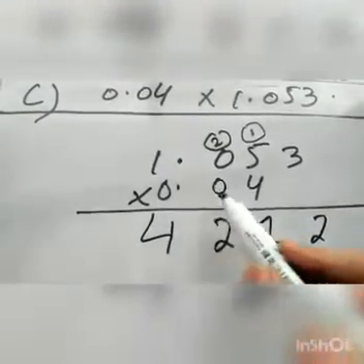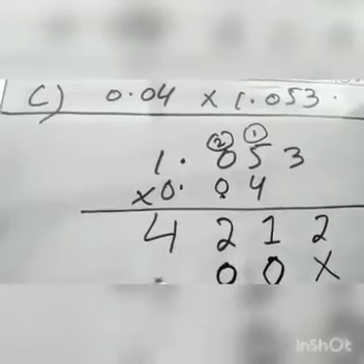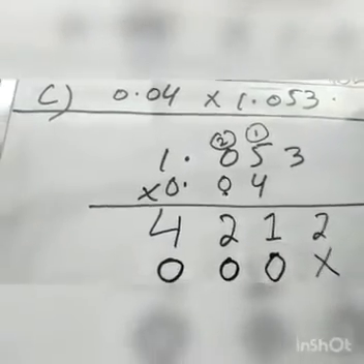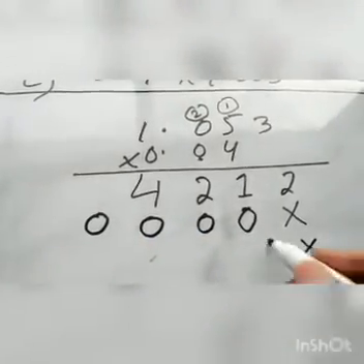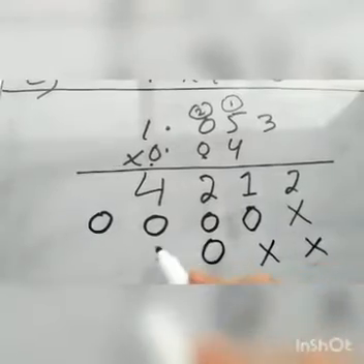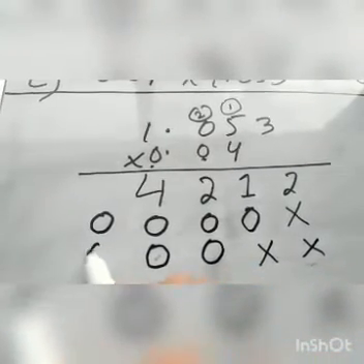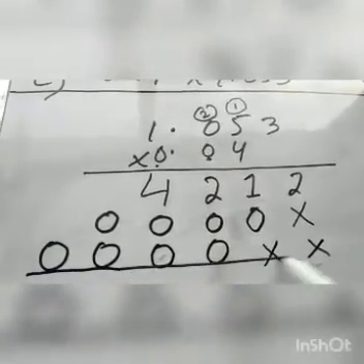Second digit from 0.04 is 0. 0 3 times is equal to 0. 0 5 times is equal to 0. 0 0 times is equal to 0. And 0 1 time is also equal to 0. The third digit from 0.04 is 0. 0 3 times is equal to 0. 0 5 times is equal to 0. 0 0 times is equal to 0. And 0 1 time is also equal to 0.